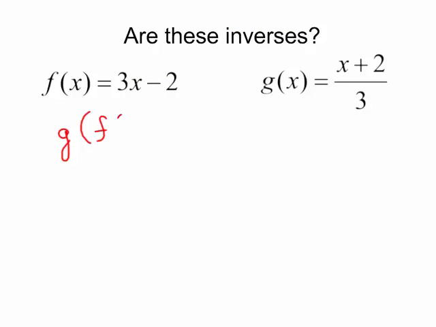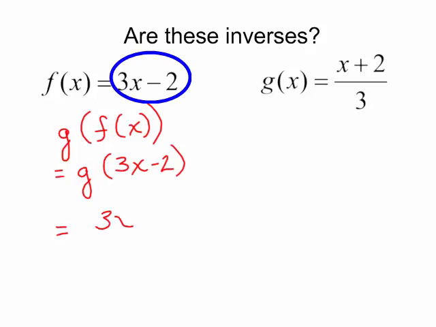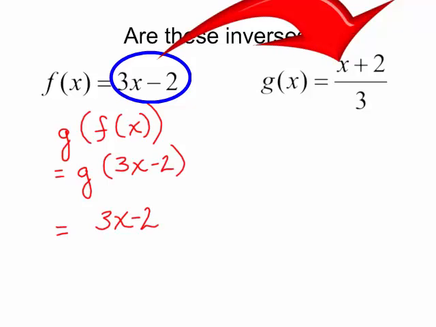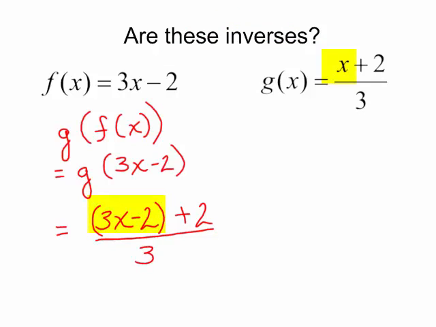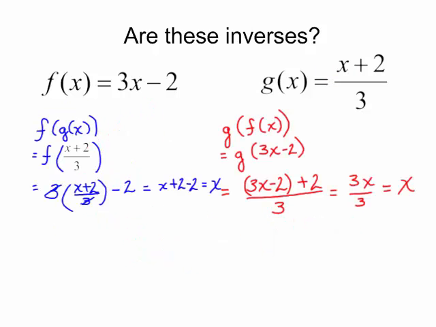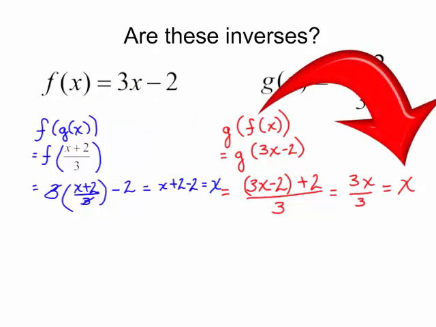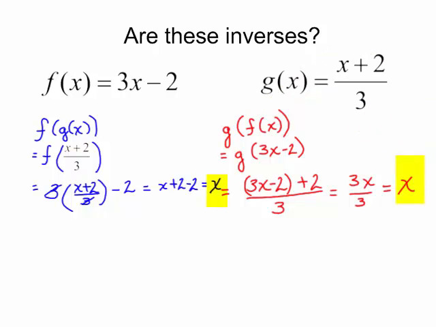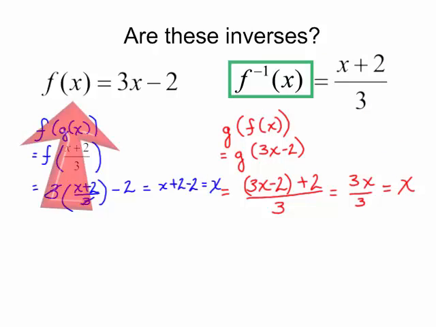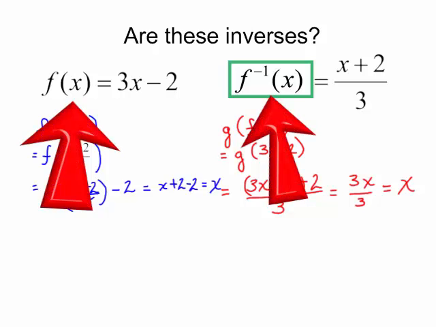Now let's find g of f of x. F of x is 3x minus 2. I will take my f function and plug it into my g function. In the numerator, I will have 3x. In the denominator, I will have 3. G of f of x is equal to x. So f of g of x is equal to x, and g of f of x is equal to x. These functions are inverses. So I could write this as f of x and f inverse of x.